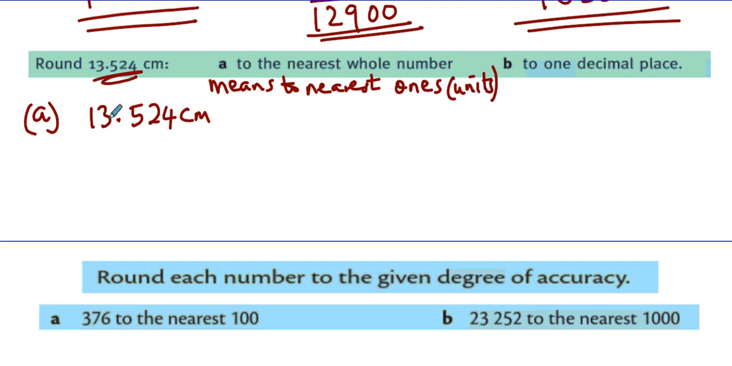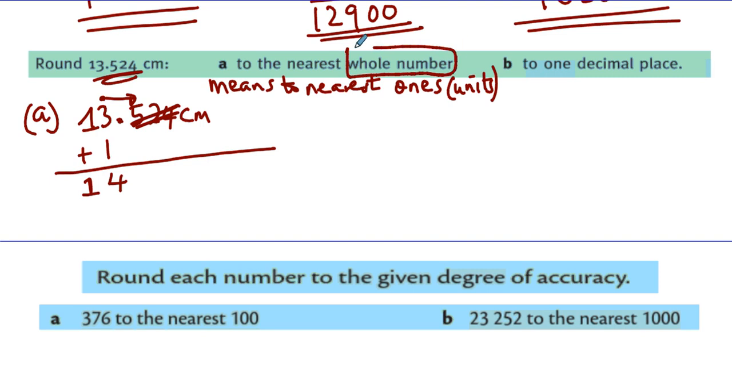Okay, so we want to do to the nearest units. Let us find where the units place is. Units place is here. This is ones. Now check on your right, there is 5. Now if a number is 5 or more than 5, you'll be adding 1 to 3, and this will be 4. And the 5 and 4 to the right are all cancelled out. They never become zeros because we are looking for the whole number. So the whole number here is 14.